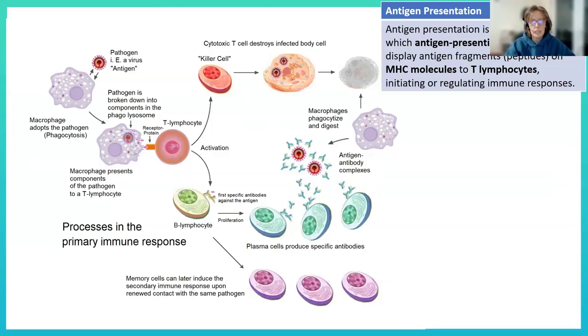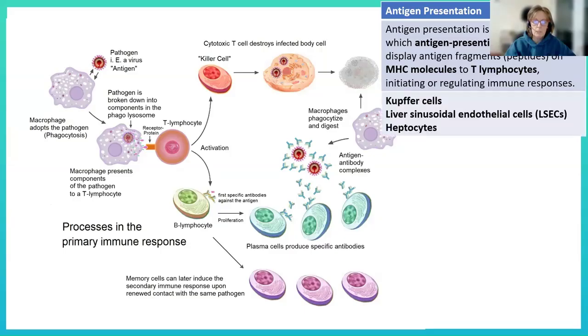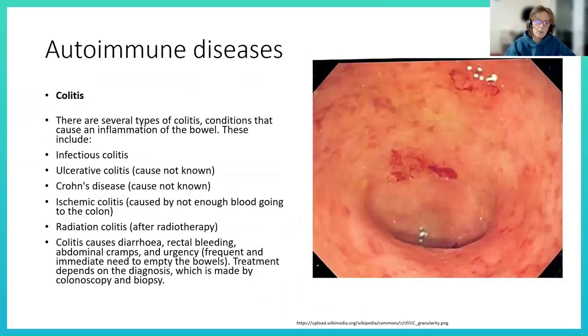What's happening in autoimmune diseases, and we've discussed this before in previous units, is that the antigen presenting cells that we've talked about a few times present antigen fragments on major histocompatibility complex molecules to immune cells. If this whole process goes a little bit wrong, the body starts to identify its own cells as foreign and so starts attacking them.